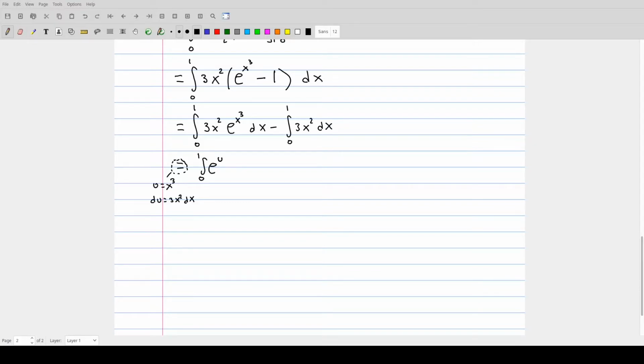So the function e to the u du minus the antiderivative of 3x squared dx, which is 3 times the antiderivative of x squared, which is x cubed over 3. We need to remember to evaluate that from 1 to 0, because we're doing the fundamental theorem of calculus here.